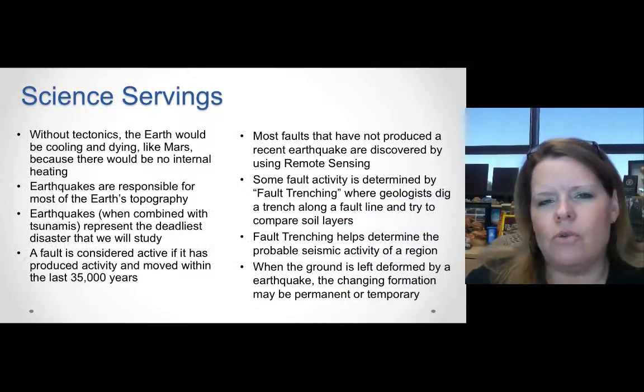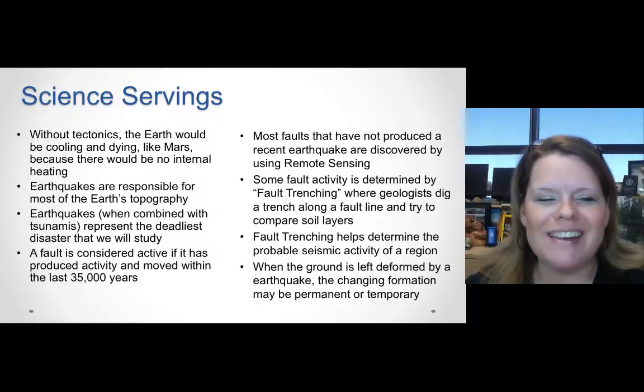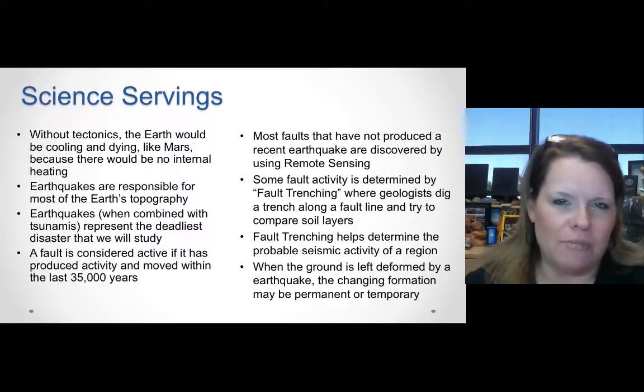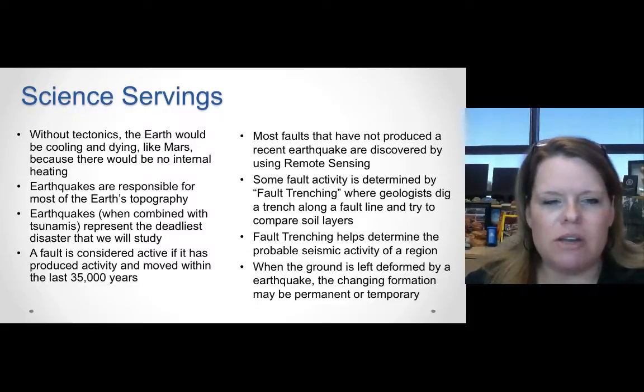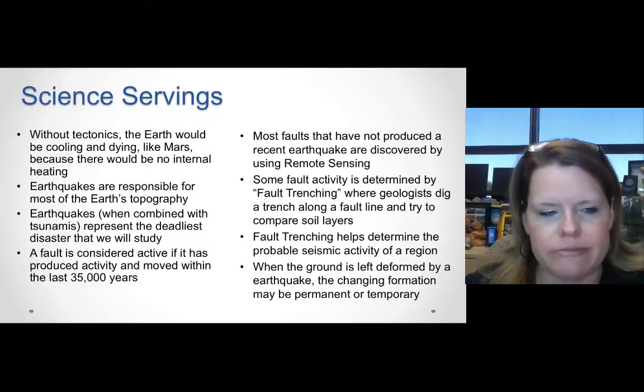So as we leave earthquakes before we move into tsunamis, let's get a couple of science surveys before we move on. Without tectonics, the Earth would be cooling and dying just like poor little old Mars, because there would be no internal heating. That's our fate one day, but good news, that's going to be about 2 to 3 billion years down the line. You don't have anything to worry about right now.